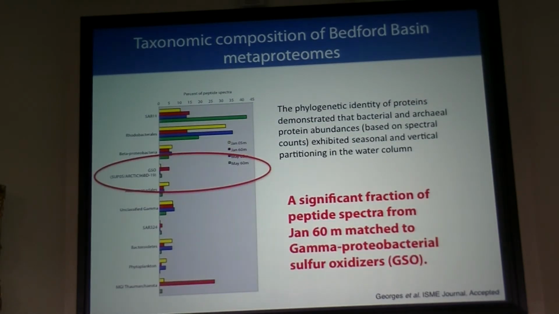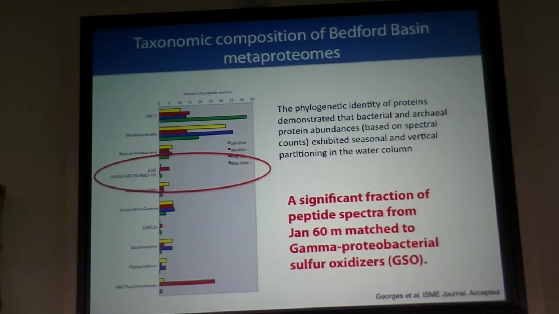But I will come back to this one here. So I told you about the GSO clade. This was the clade that the SUP5 group is an organism that fell within, that used sulfur compounds, fixed carbon dioxide. In Bedford Basin, this red guy here, this is the hypoxic deep water, and what we can see is we actually find proteins that are actually expressed from these organisms.